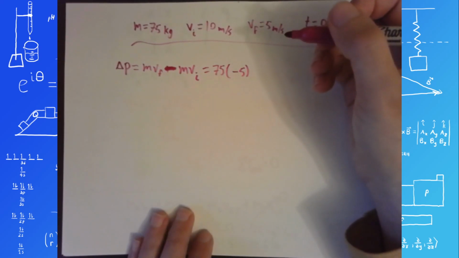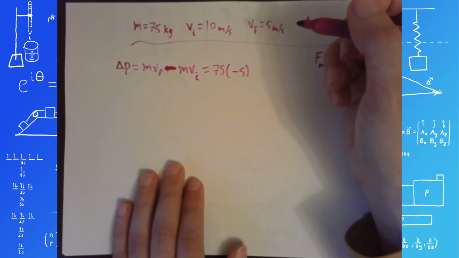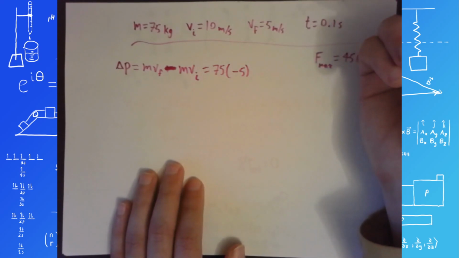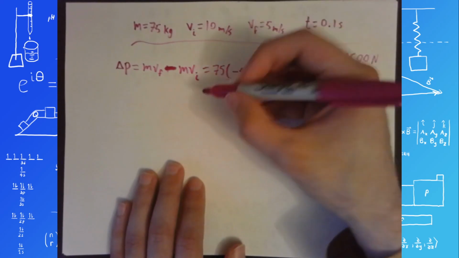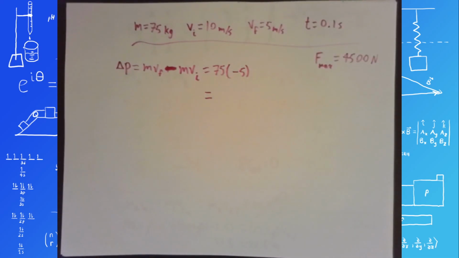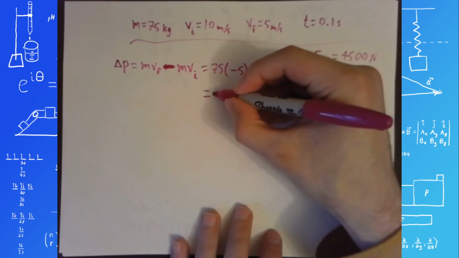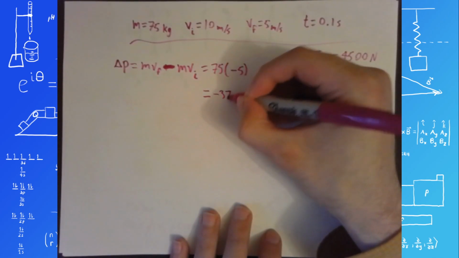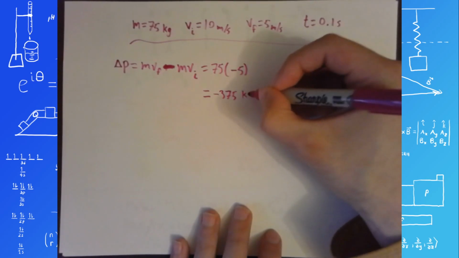The negative just means that the force is opposite to the direction that the person was initially moving, which is exactly what we would expect. If someone gets slowed down, they must have been pushed opposite to the direction they were originally moving. So 75 times negative 5, what is that? 375, I think? Negative 375? Yep. Negative 375 kilogram meters per second.